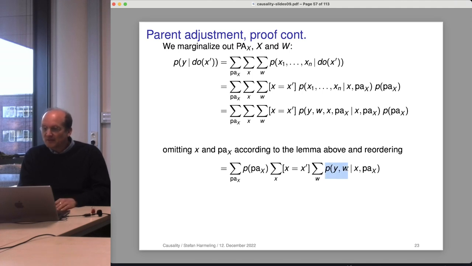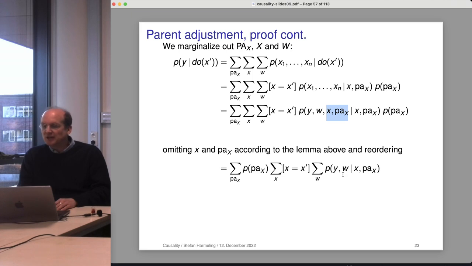Fine. So this gives us already P of y, comma x, comma w, given x and the parents of x. And this expression over here, we drag out of the summation. So basically we removed these terms and we dragged out the probability of the parents in front of the two sums. Great, so far so good.